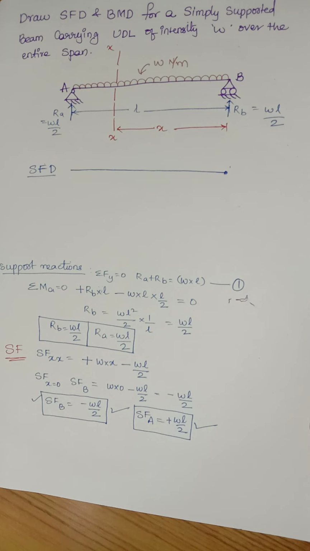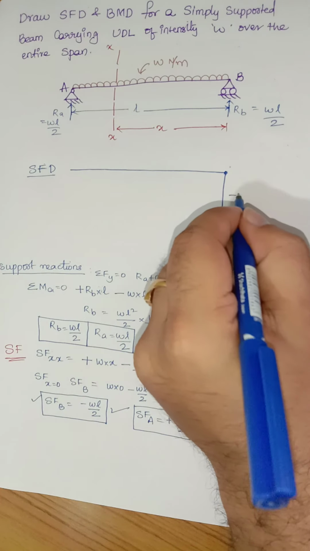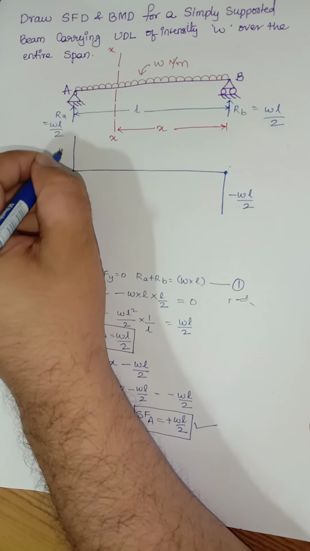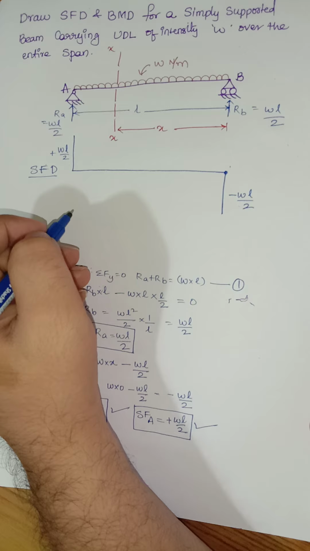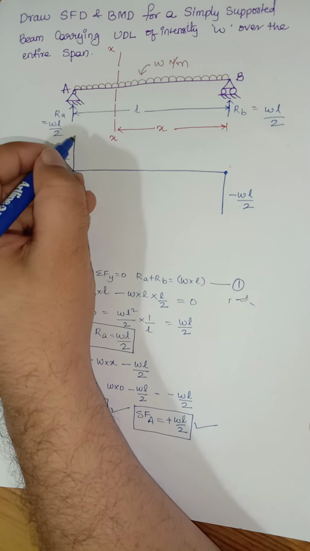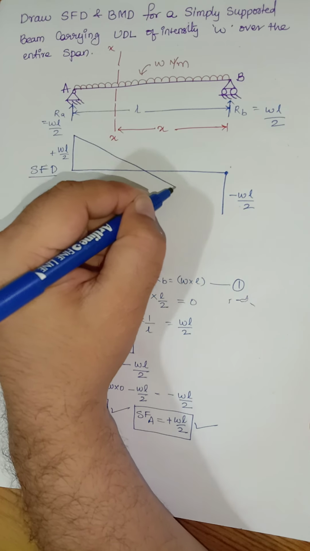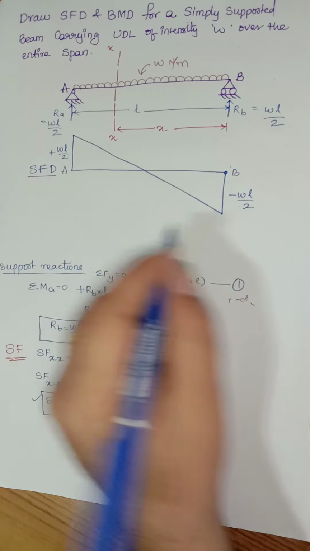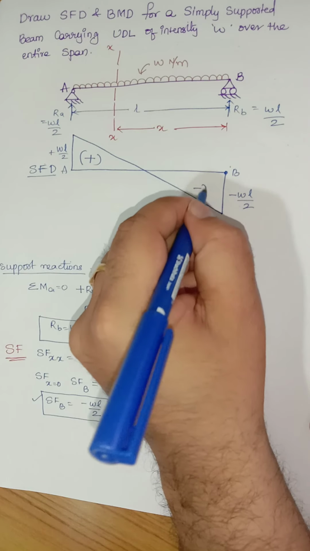Exactly at point B, we have minus WL by 2, which should be plotted in the downward direction. And exactly at point A, it is plus WL by 2. No need to indicate plus and minus, because below the baseline it is negative and above the baseline it should be positive. Now simply draw a straight line joining both the values of shear force at point B and at point A. This is WL by 2 and this one is WL by 2. Now this portion will be positive and this portion will be negative.